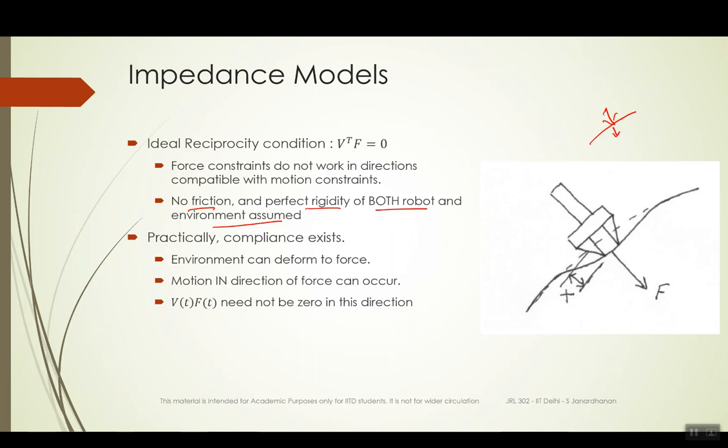But in practical cases, the compliance will exist, so the environment can get slightly deformed, as shown here, in response to the force being applied, and this deformation can cause a slight motion in the direction of the force being applied. So what you have is v dot f is not 0 now. V dot f is not 0 in this direction.